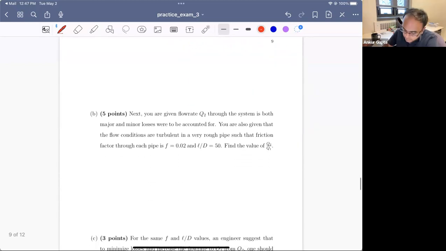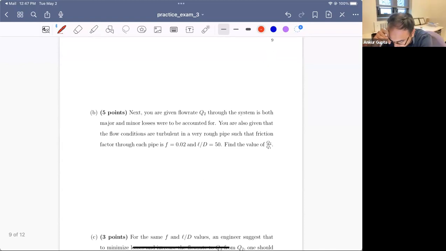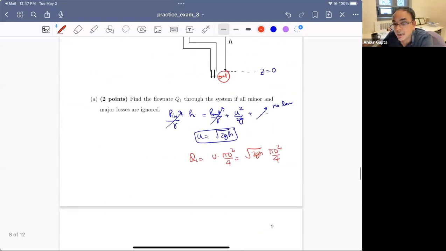Then next, you're given flow rate Q2 through the system if both major and minor losses were to be accounted for. You're also given that the flow condition is turbulent in a very rough pipe, such that the friction factor f is this, and you need to find the value of Q2 by Q1. Interesting. So basically, it's saying that we'll just start to add losses now.